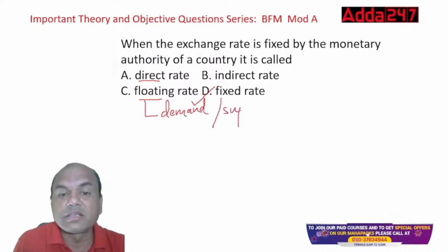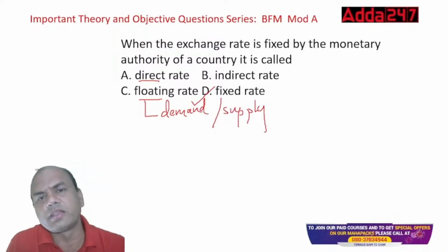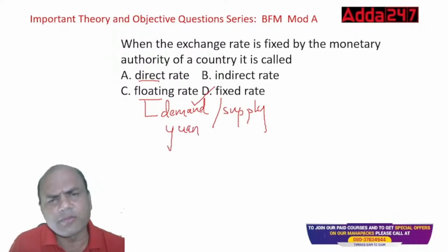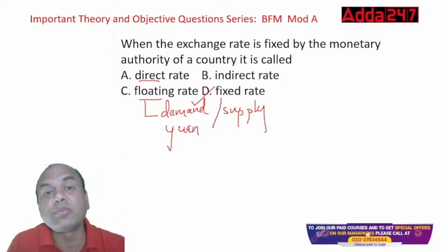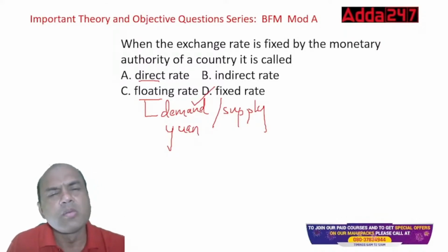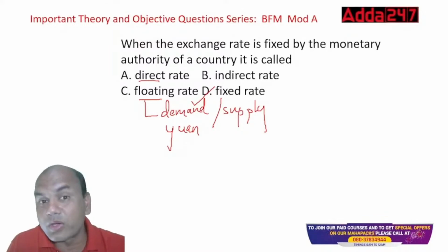But what happens? The Chinese government interferes heavily in the yuan. Their currency is yuan, Y-U-A-N. They have two currencies, yuan and renminbi. We don't hear about renminbi many times, we hear about yuan. Both are equivalent only, one yuan equals one renminbi. They are playing gimmicks over there. We are not going into that geopolitical issue now.